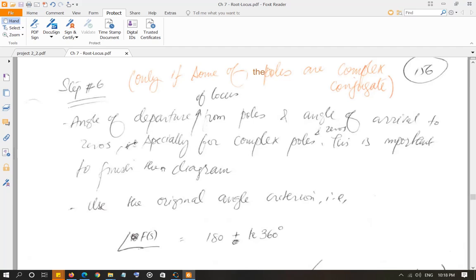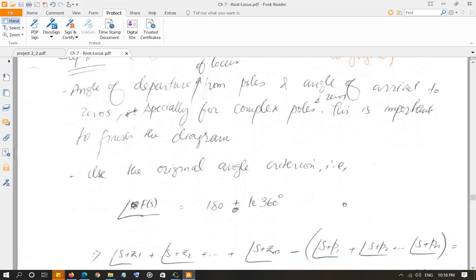Now remember, anytime you have complex conjugate poles, it comes in a pair, you already know. You only have to do it for one of them, because remember, it is symmetric. So for the other pole or zero, the conjugate of that is going to be exactly the same, only in the opposite direction. So how do we do that?